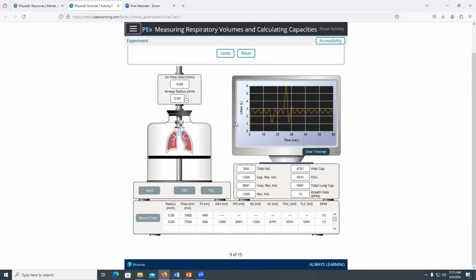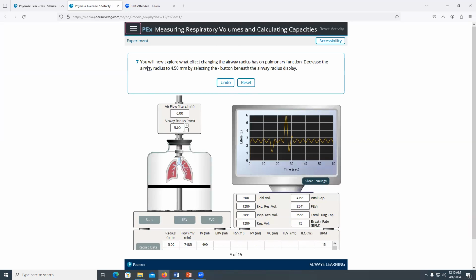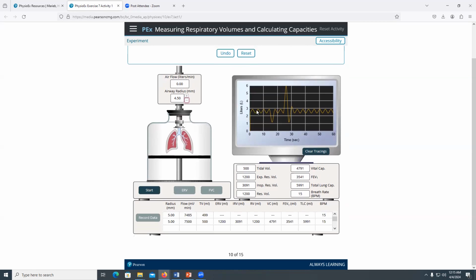So now let's do that. You will now explore what effect changing the airway radius has on the pulmonary function. Decrease the airway radius to 4.5. So from 5, we go to 4.5. Every 10 seconds, we're going to be utilizing expiratory reserve volume and our vital capacity, or forced vital capacity. At 10 seconds, we're going to click on ERV, and at the additional 10 seconds, we're going to click at 1. So click start, 10 seconds. Then in another 10 seconds, we're going to click FVC, and now we are finished.